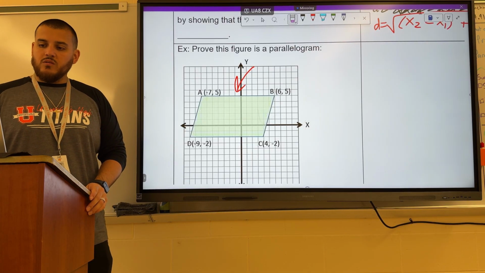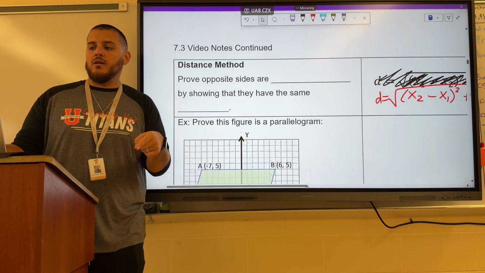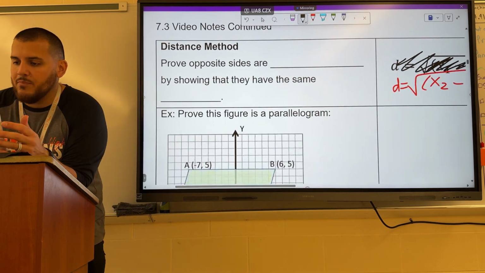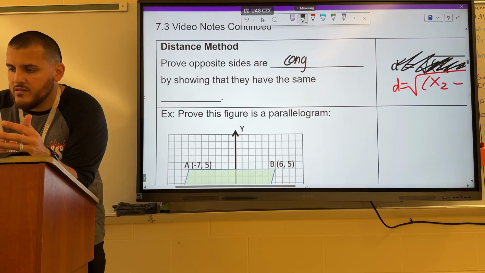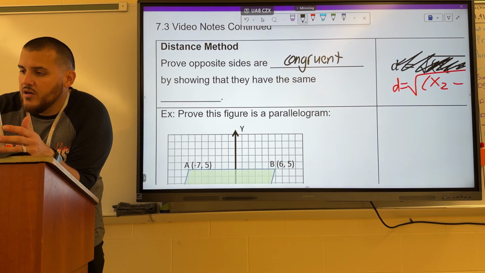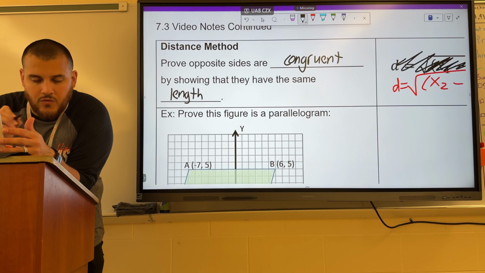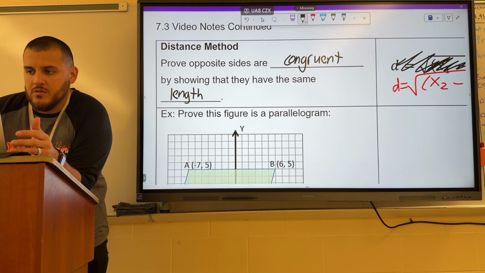Why is that useful? Well, because it tells us how long the sides are. And if we know how long the sides are, then we'll be able to know if opposite sides are congruent or not, which is one of the ways to prove that a shape is a parallelogram. So we can prove opposite sides are congruent by showing that they have the same length with the distance formula. And that would prove that our shape is a parallelogram.